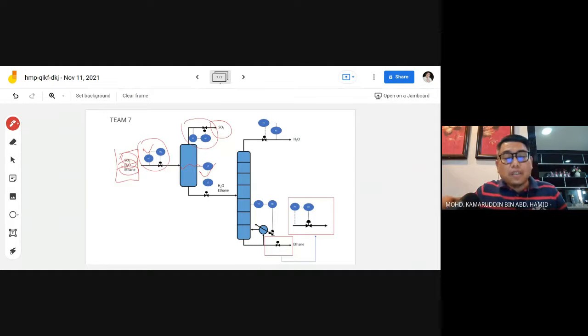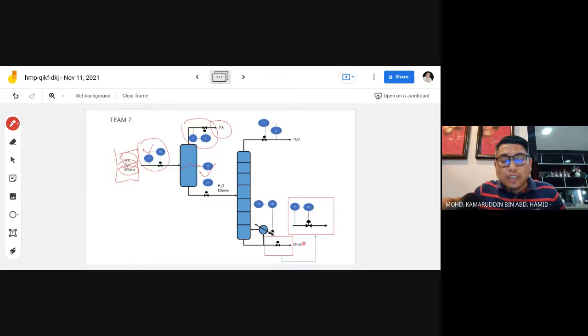Alright, okay, so this, right, now you have a reboil absorber here. Why? Because you want to make water as a vapor. That's why you need to reboil. That's the easiest way for you to separate water with the ethane. Make sure the ethane still in the liquid phase.